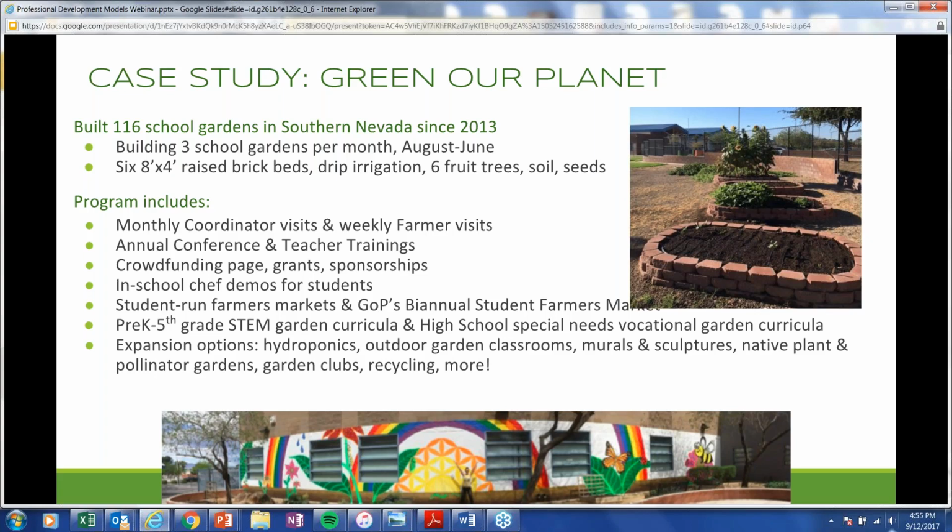And we also have a large biannual student farmers market where we have 30 schools, about 300 students come to a location in downtown Las Vegas and sell to downtown employees. So we train the teachers as well as the students on how to interact with the general public and people, you know, that they might not know, different from who's coming to their school, like parents or neighbors.